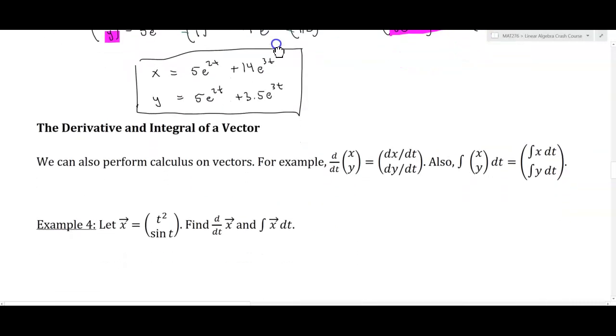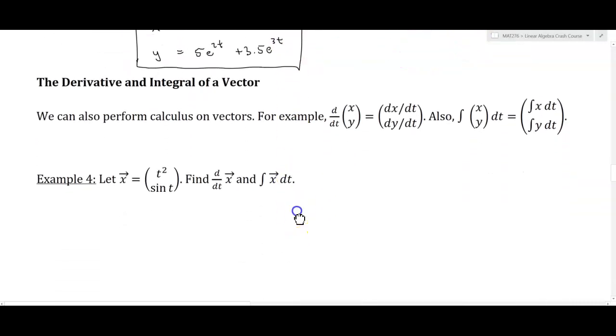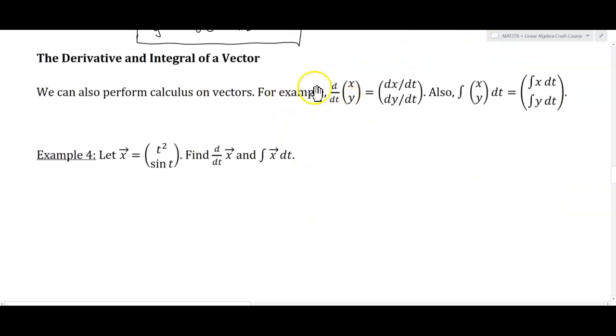Another thing we can do with vectors is take derivatives and integrals. This might sound scary, but whenever we perform calculus on vectors, the derivative of a vector is just the derivative of the components. So if we had x and y in here, we take the derivative of x with respect to t and the derivative of y with respect to t. The integral of a vector would be the integral of the component and the integral of the other component. Just as a quick example, find the derivative of this.